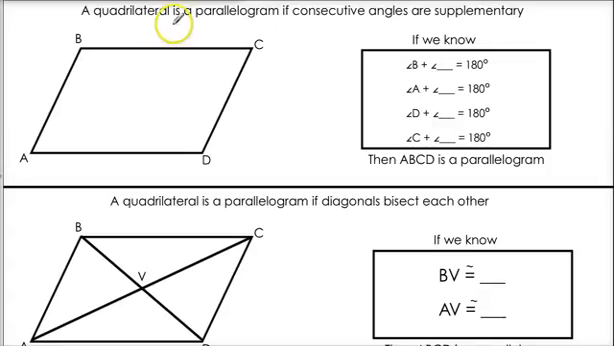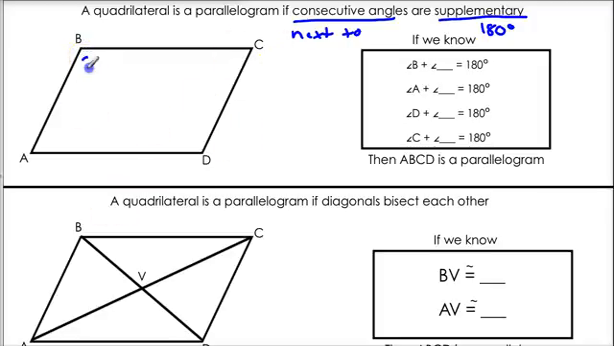We know a quadrilateral is a parallelogram if the consecutive angles are supplementary. So what are consecutive angles? Those are angles that are next to each other. And what is supplementary? Just a reminder from last unit, that's 180 degrees. So if consecutive angles add up to 180, then we know it's a parallelogram. But all the consecutive angles have to add up to 180. So what does that look like?